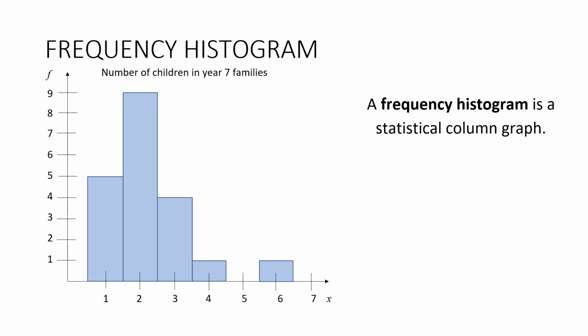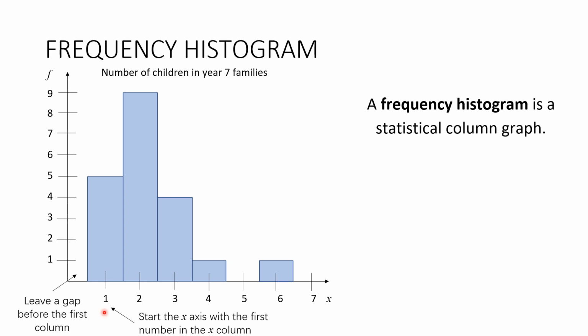So a frequency histogram is a statistical column graph, and you've been looking at these now for a number of years. Frequency histograms have really strict rules. Let's look at them. First one is we leave a gap before the first column. Secondly, we start the x-axis with the very first number that's in the x column, even if it's 0 or negative. There are no gaps left between the columns, and the columns sit over the top of the numbers.